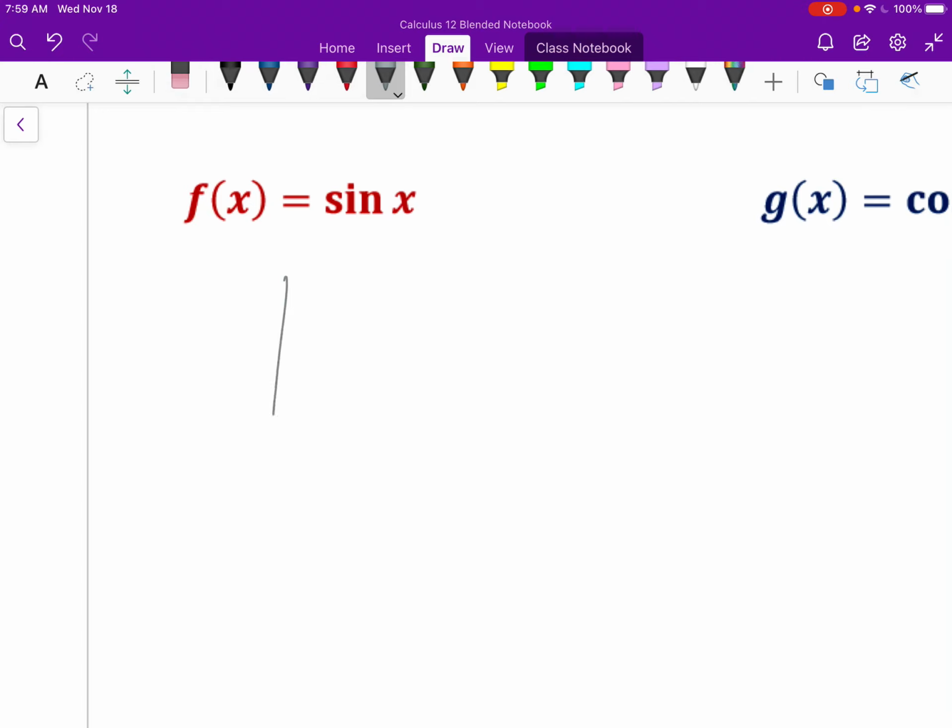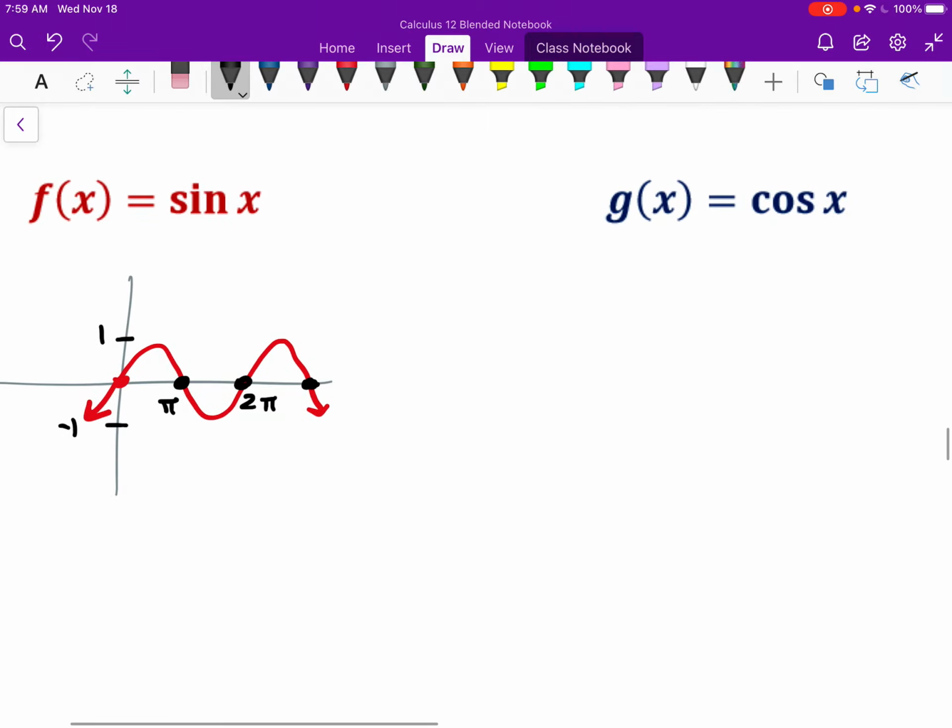Let's sketch sine x. Sine x starts at 0, goes up and down like this, and so on. A few details I want to place on here. It goes up to 1, goes down to -1. It has x-intercepts at pi, 2 pi, 3 pi, and so on. That's my very quick little sketch of the sine function.